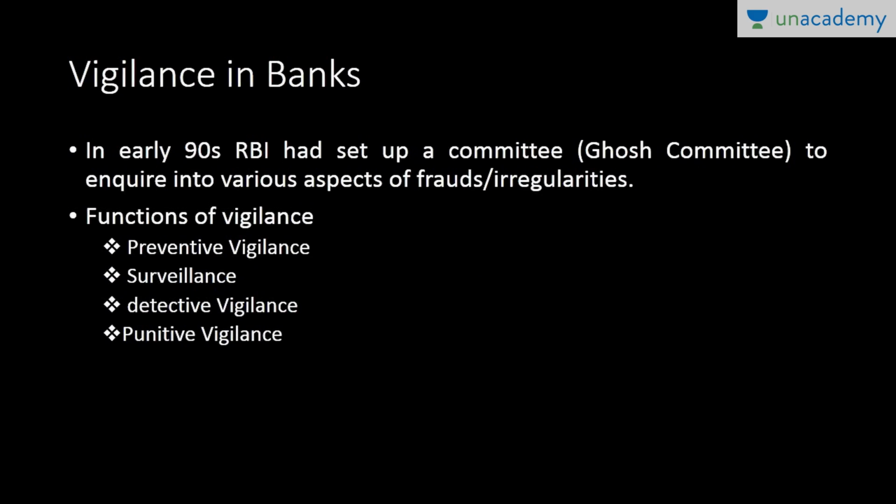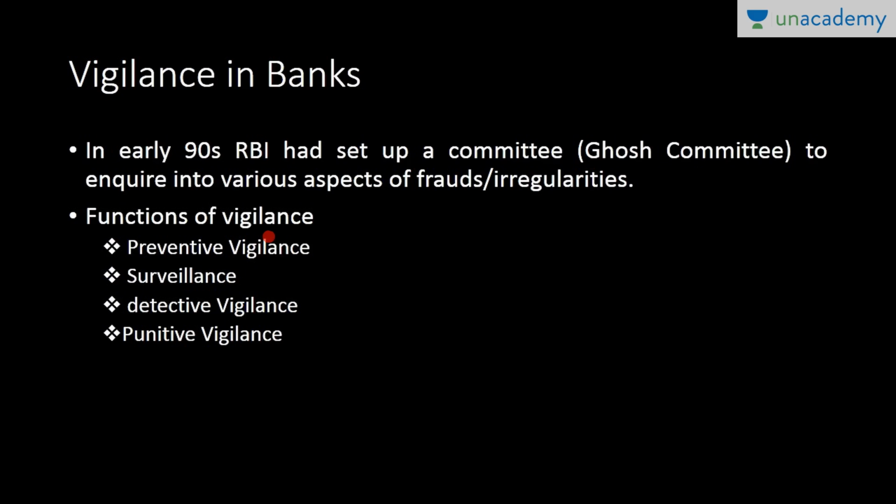This S. Padmanabhan Committee also introduced a vigilance system in banks, and in the early 90s, RBI had set up a committee known as the Ghosh Committee to inquire into various aspects of frauds and irregularities. Now, what are the various types of vigilance which were introduced in the banking system? One is preventive vigilance, another is surveillance vigilance, the third is detective vigilance, and the last one is punitive vigilance. Now, how does this vigilance system work?